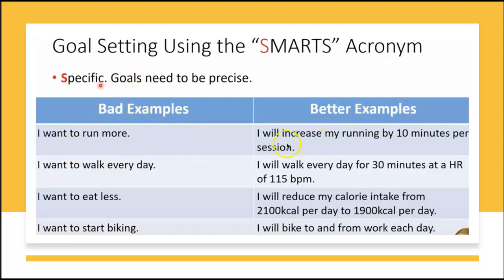I want a bad example. I want to run more. No, I want to increase my running by 10 minutes per session. I want to walk every day. No, I want to walk every day for 30 minutes at 115 beats a minute. I want to eat less. Well, no, I want to reduce my caloric intake from this to this. So we're giving specific examples here. I want to bike to and from work each day rather than I want to start biking.